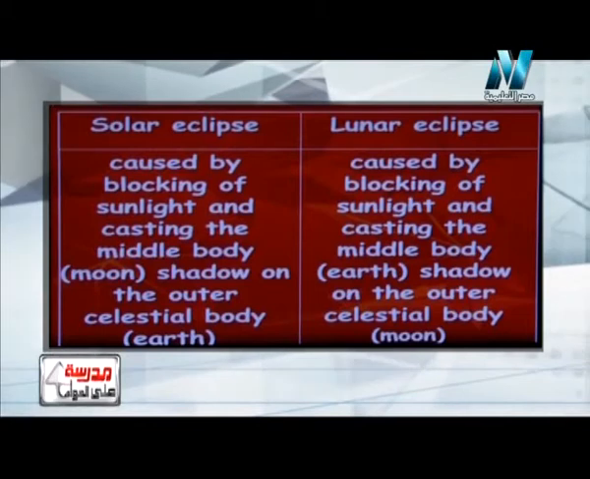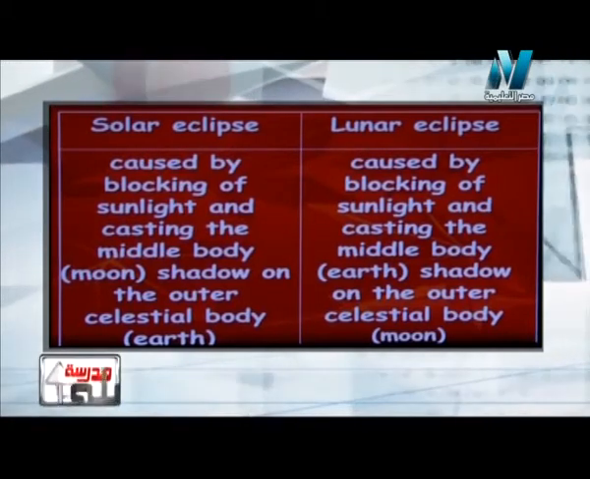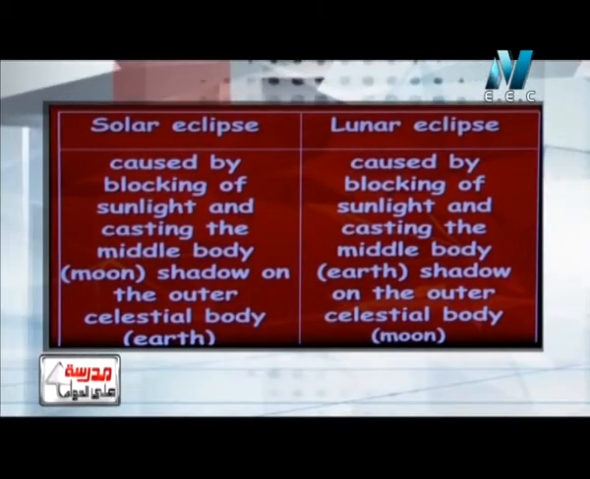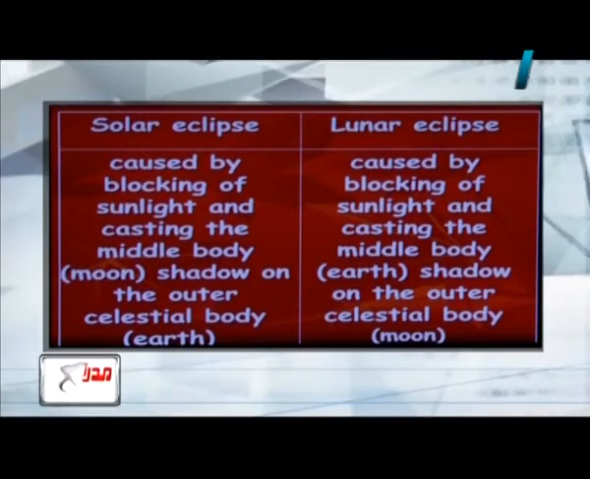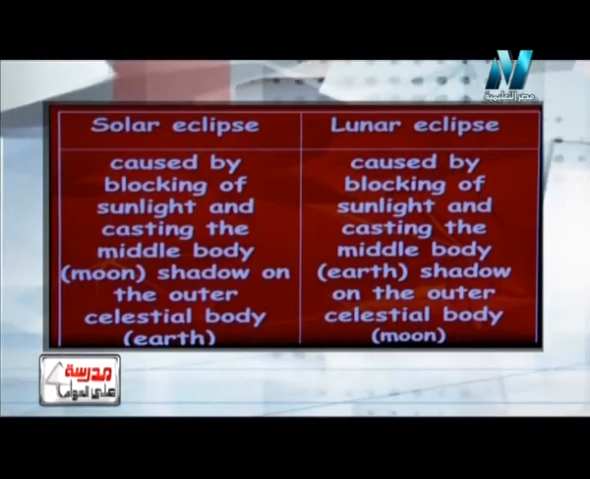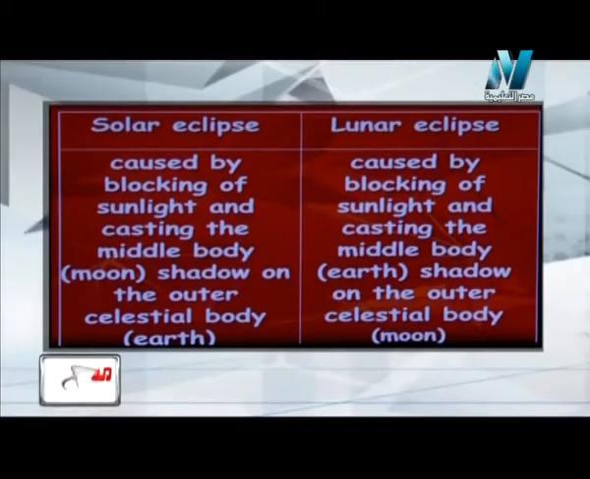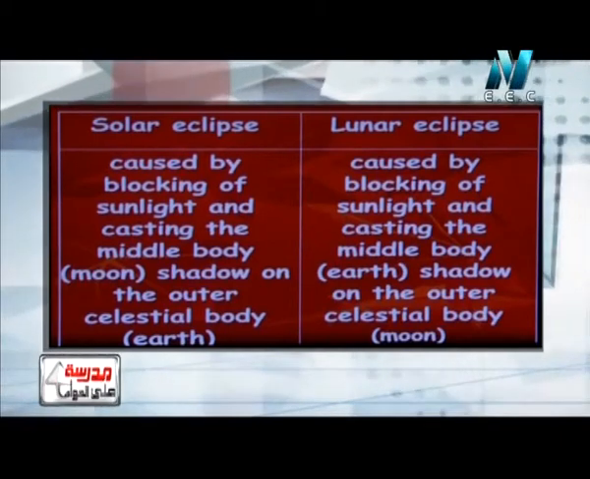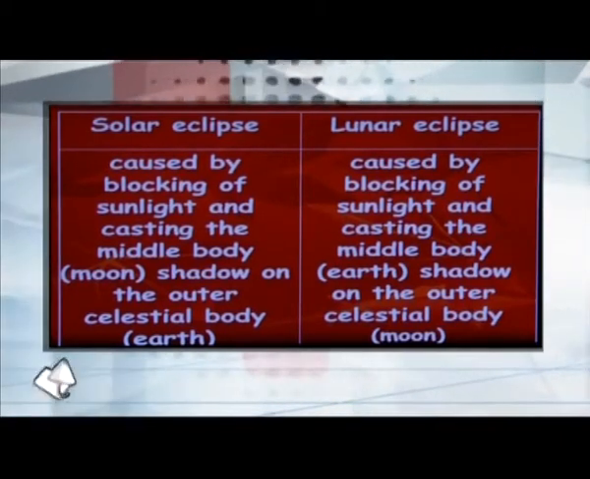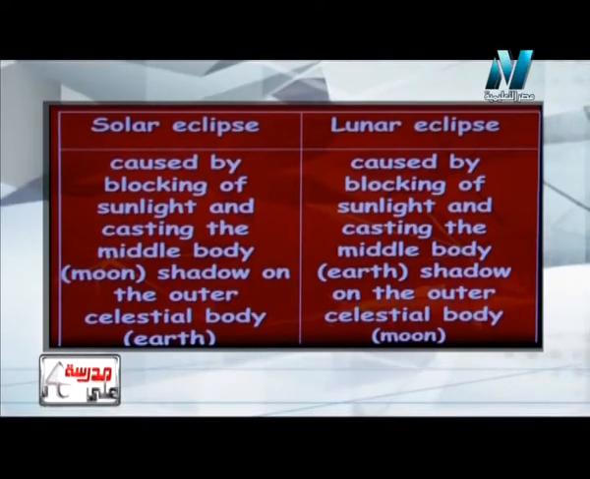In solar eclipse, the middle body is the Moon, and it blocks the sunlight from the outer celestial body, which is the Earth. So again, what about solar eclipse? It's caused by blocking the sunlight and casting the middle body's shadow, the Moon in this case, on the outer celestial body, the Earth.